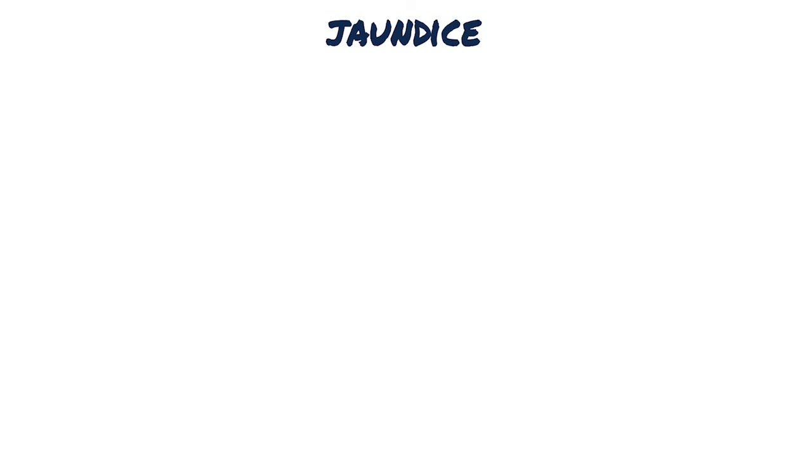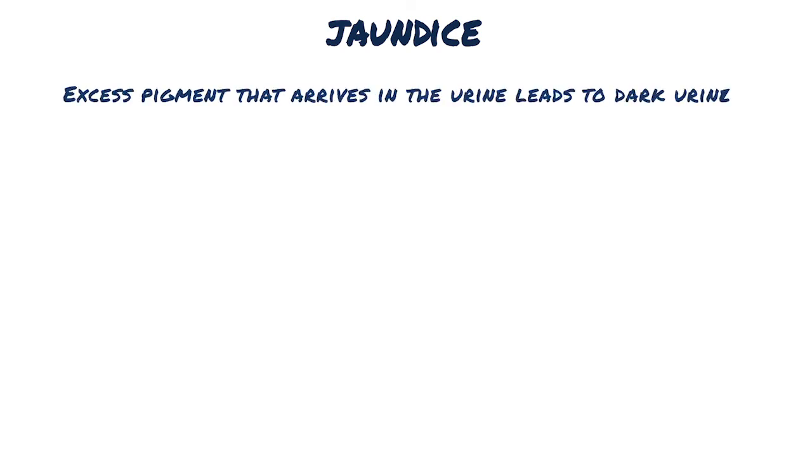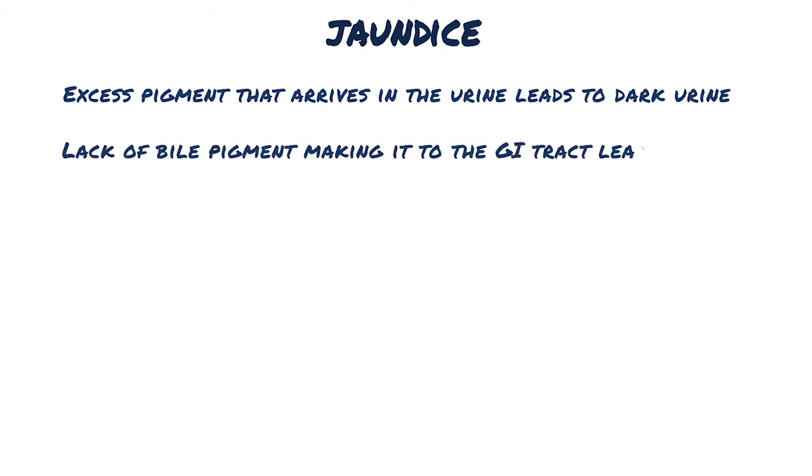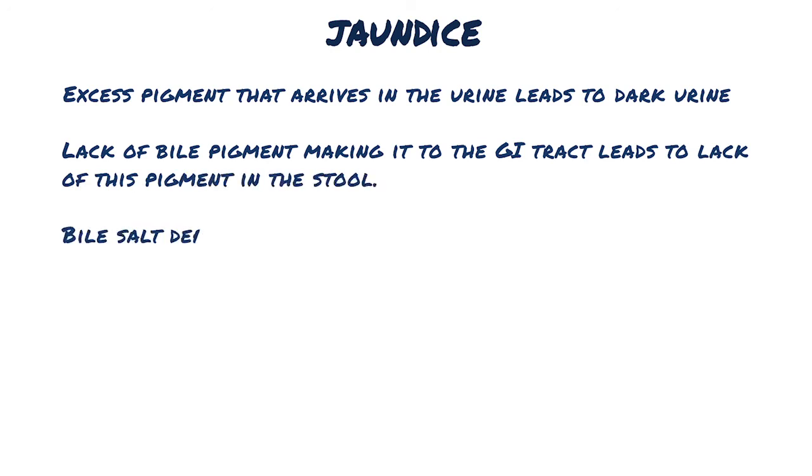Jaundice is not the only color change when there is elevated bilirubin in the circulation due to obstruction. Excess pigment that arrives in the urine leads to dark urine. Lack of bile pigment making it to the GI tract leads to lack of this pigment in the stool. Bile salt deposits in the skin lead to severe itching.